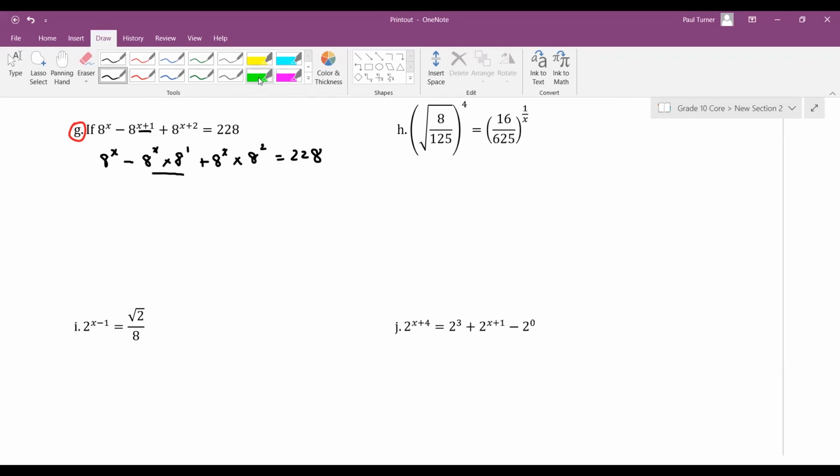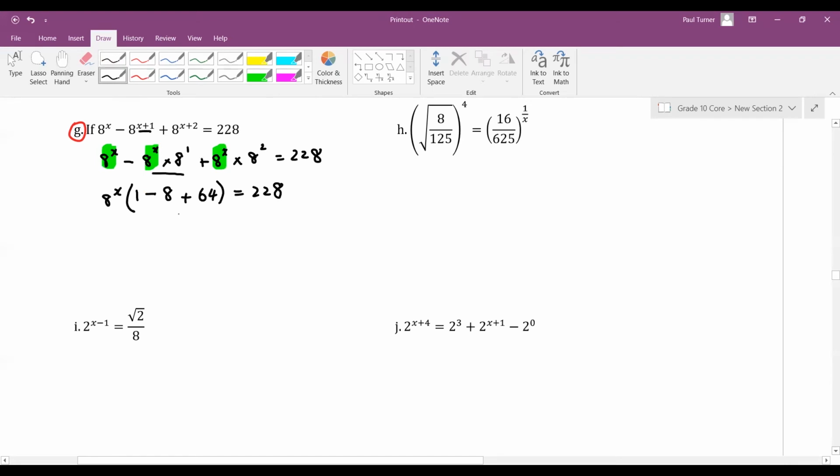But now you notice you've got 8x here, here, and here. That looks like a common factor, doesn't it? In 3 parts. So you would have 8x bracket 8x times 1 is 8x minus 8 power 1 is 8, plus 8 squared, which is 64, equals 228.